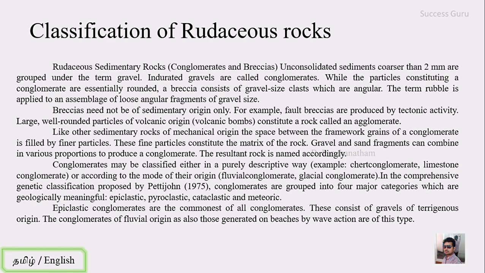The conglomerates of fluvial origin, as also those generated on beaches and by wave action, are all of these types. So when the grains are formed due to the erosion, transportation, and deposition of this size, this comes under the epiclastic conglomerate.